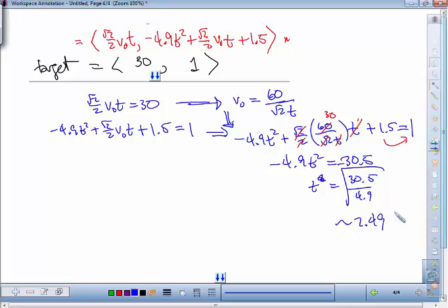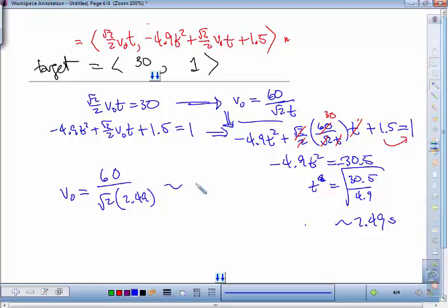Can we get a confirmation on that? Yep. All right. So in 2.49 seconds, this arrow flying is eventually going to hit our target. But that's not what we want, right? We want the velocity. And we have the velocity already solved for here. V naught is equal to 60 over square root of 2 times that thing that we just found, 2.49.